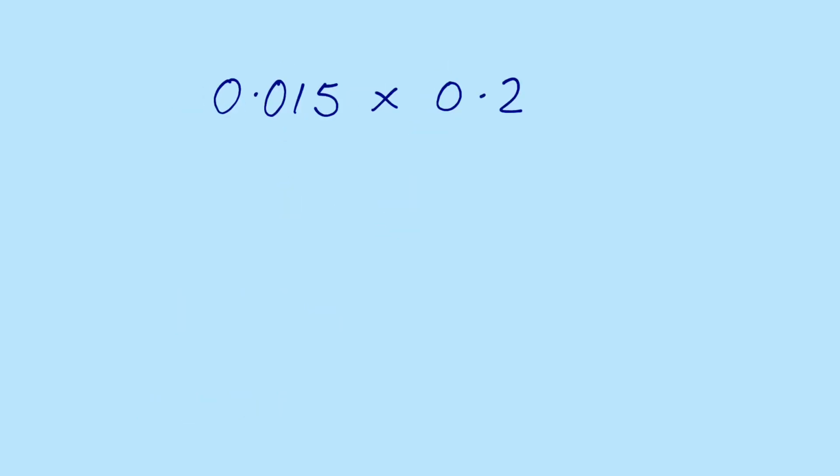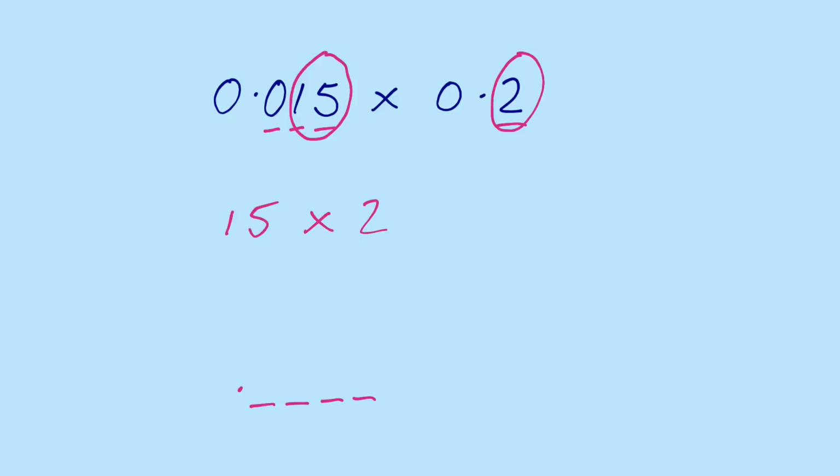Let's have a look at this one. So we have 1, 2, 3, 4 decimal places in the question. So in my answer, I'm expecting 1, 2, 3, 4 decimal places. So let's multiply the non-zero digits together. So that's my 1 and 5 there, and my 2 there. So I have 15 multiplied by 2, which equals 30.